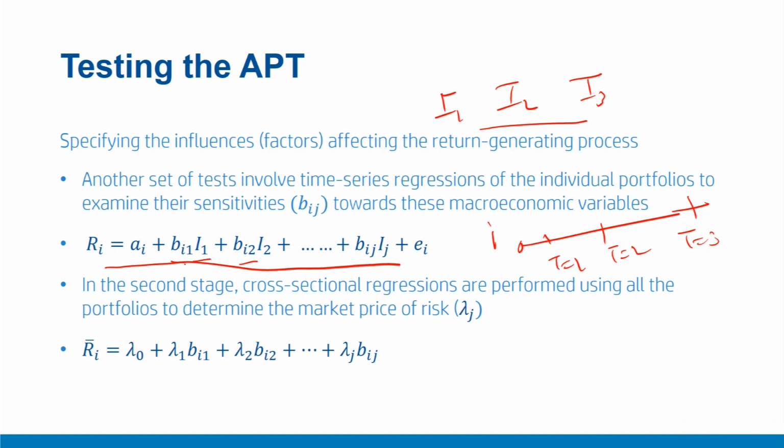Once we have these sensitivities of security with respect to these indices through these time series regressions, for each cross section t equal to 1, t equal to 2, for each cross section for a number of securities, we obtain the estimates of lambda.